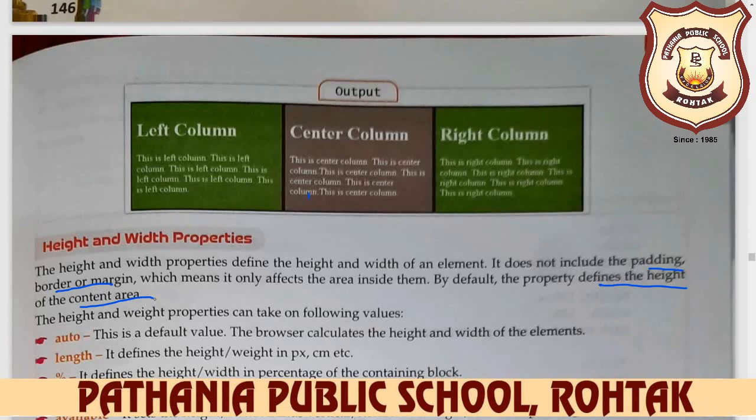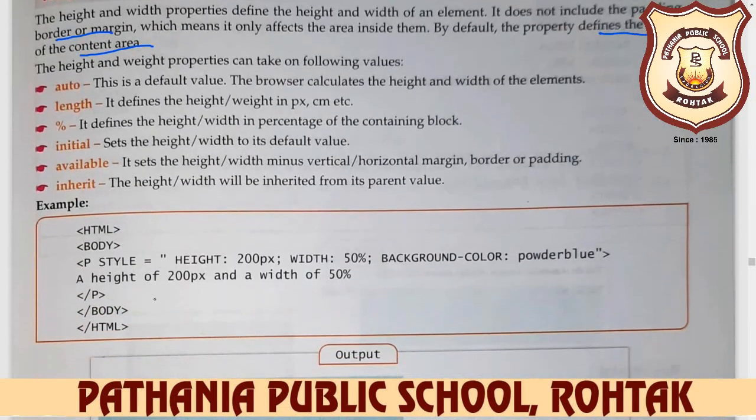The height and width property can take the following values. First is the auto value. Auto means automatic value. This is the default value. The browser calculates the height and width of the element according to the system.